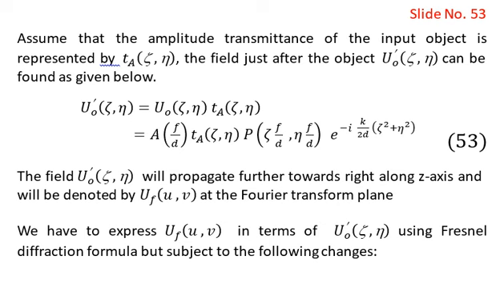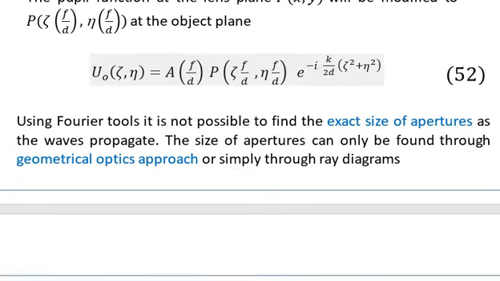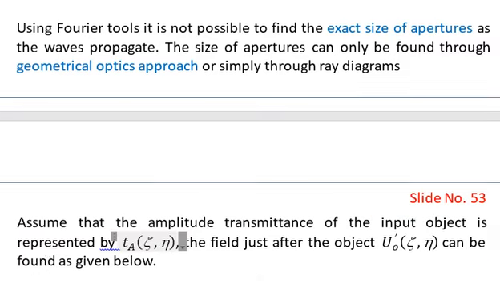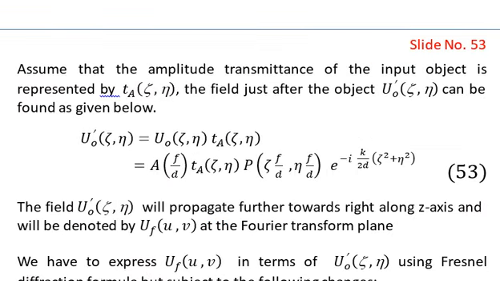Assume that the amplitude transmittance of the input object is represented by Ta of zeta and eta. This is the amplitude transmittance of the input object which was placed at the zeta eta plane. Before that we have calculated the field which was u naught of zeta and eta. So this is the field that we have calculated just before that object, and the amplitude transmittance of that object is Ta of zeta and eta.